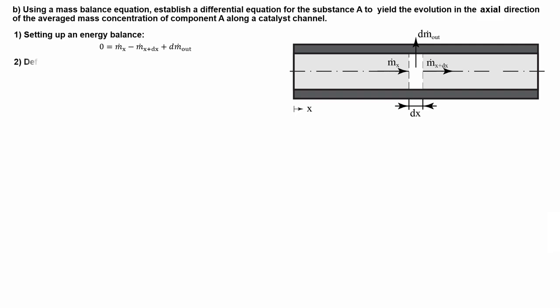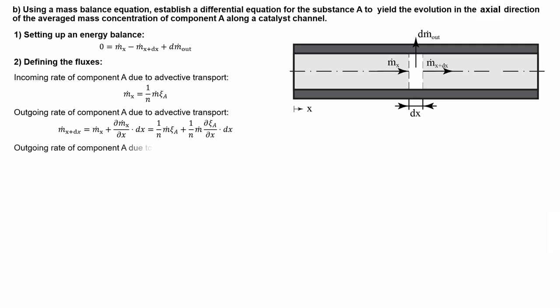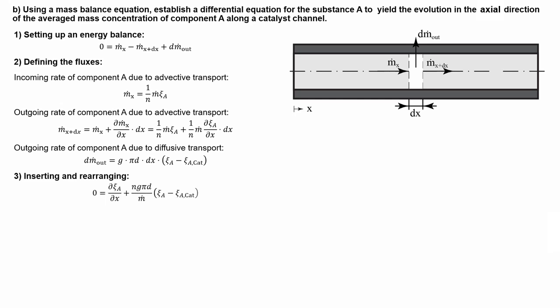And then the next step is finding a definition for each term. The incoming rate of component A due to advective transport uses the mass flow rate for that specific channel, as well as the mass fraction of component A at that position. Since we're working with an infinitesimal element, we can approximate the outgoing component by use of the Taylor series expansion. Then we would find the following. And lastly, the outgoing rate of mass diffusion can be determined from the mass transfer coefficient that we've determined previously. And then if we insert all definitions into the balance, we find the following differential equation that governs the evolution of component A in the axial direction of the channel.